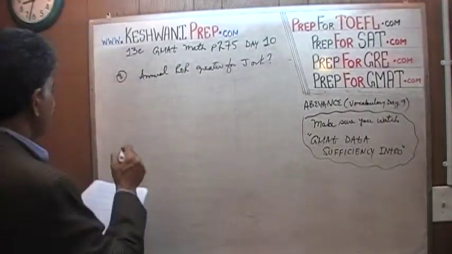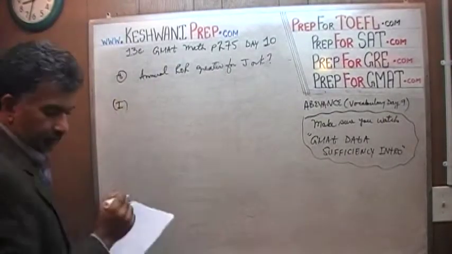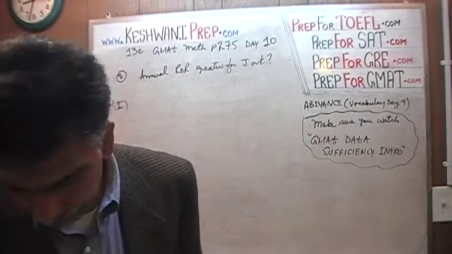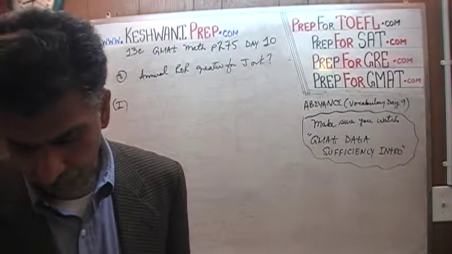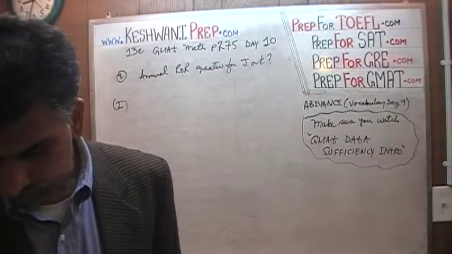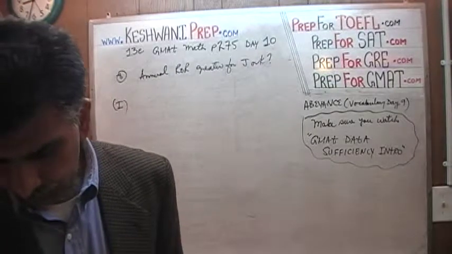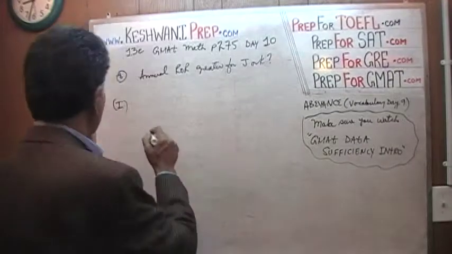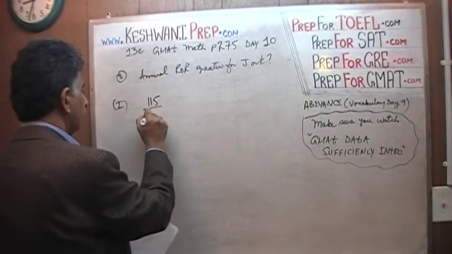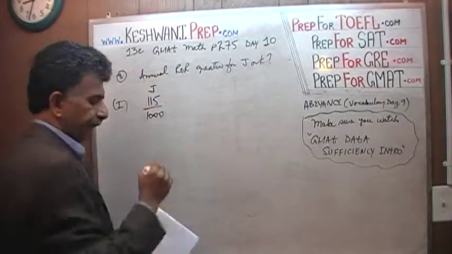Let's look at what the first statement tells us. It says, for which type of investment, J or K, is the annual rate of return greater? And the first statement tells us that J returns $115 per 1,000. Well, there you go. $115 per 1,000. That's the return on J.